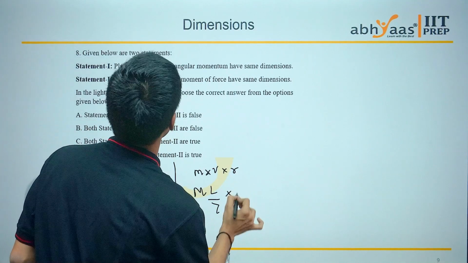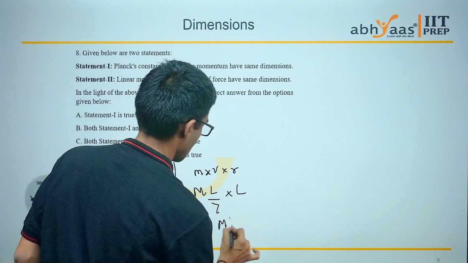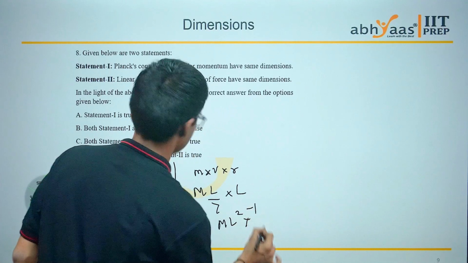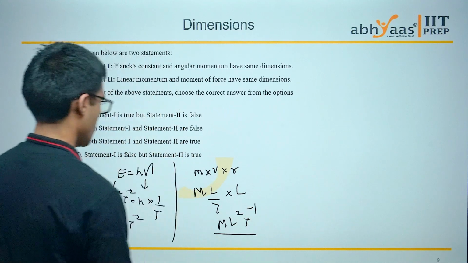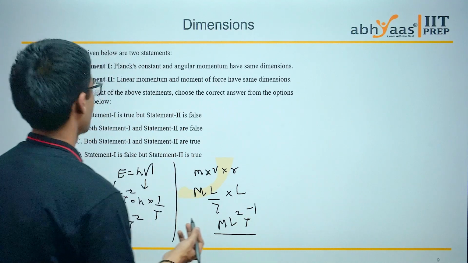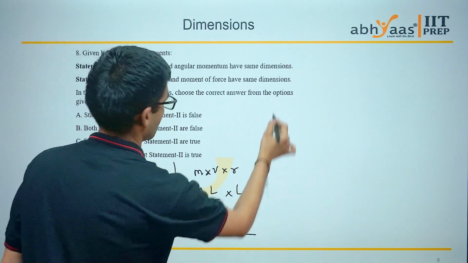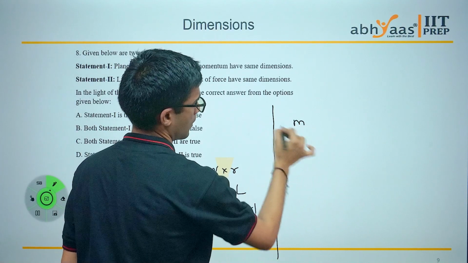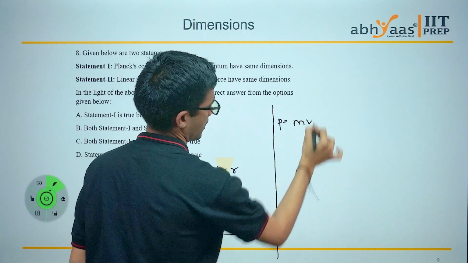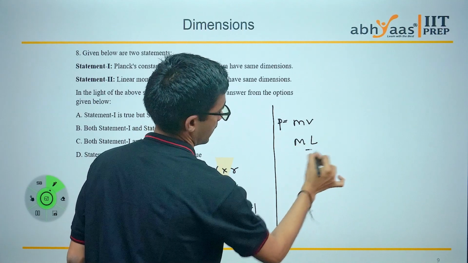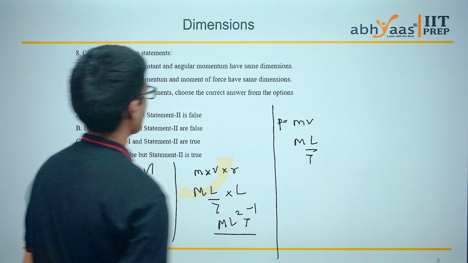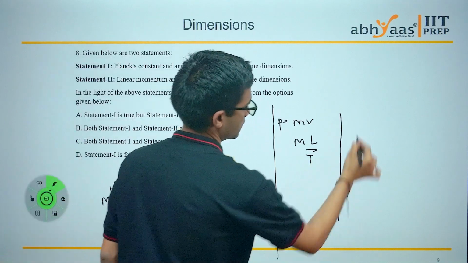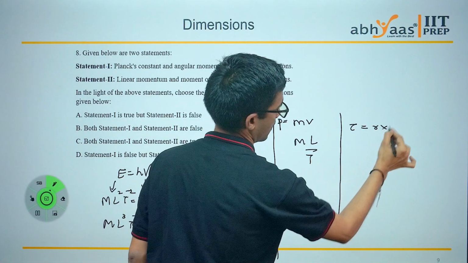Into L, angular momentum, ml square t power minus 1. So both are having same dimension or not? Not. Similarly, another thing, linear momentum formula, P is equal to m into v, that is m L by t. So you are getting that. Similarly, moment of force means torque, tau is equal to r bar cross f bar.